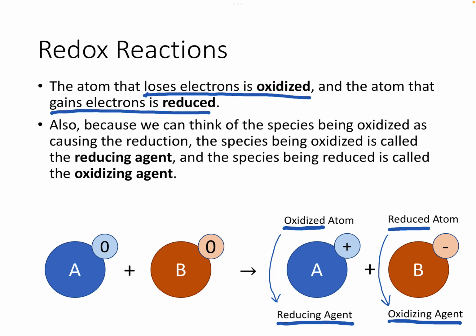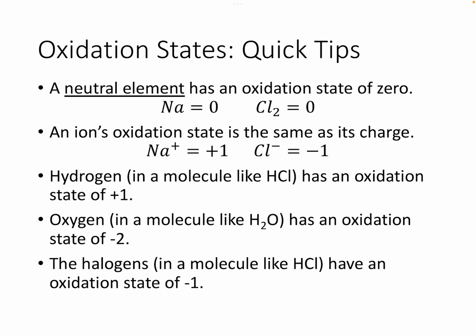All right, so let's go over some rules for oxidation reduction. In order to figure out how electrons are transferred between atoms, we want to assign what are called oxidation states. And there's a few things that we do have to memorize a little bit, but it's not too bad. So the first rule is a neutral element has an oxidation state of 0. You can also sort of think of oxidation states as charges.